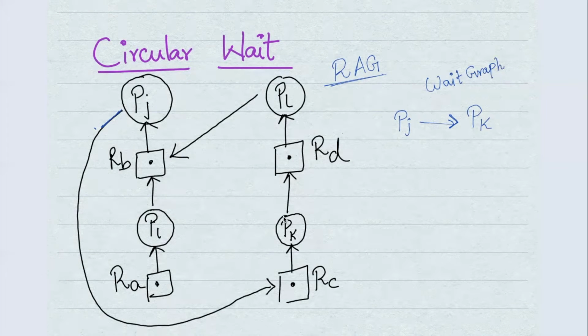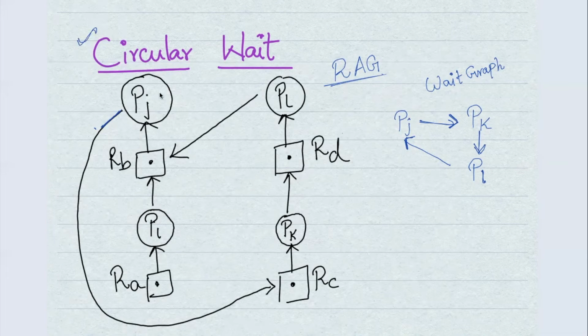Let's see now process Pk. Process Pk is holding resource C and requesting resource D, which is held by process L, right? So process K is waiting for process L to release the resource RD. Similarly, process L is requesting RB, which is held by process J, right? So see here, it forms a cycle. This wait graph forms a cycle. So this is called a circular wait.